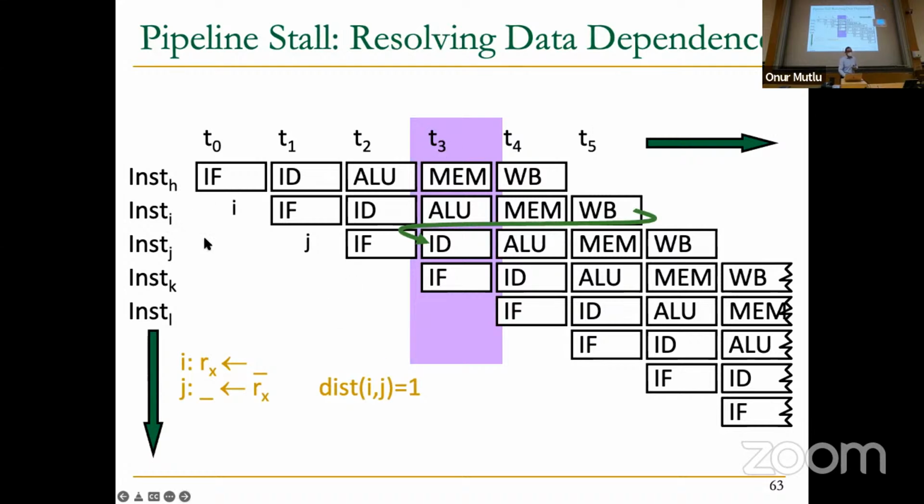Meaning, if you have an instruction I that's writing to register X, and the next instruction is reading from register X, you need to insert some distance between them. You cannot execute the next instruction immediately or let it continue in the pipeline immediately. And how much distance you should insert between them depends on how many stages the pipeline has and what's done in each pipeline stage.